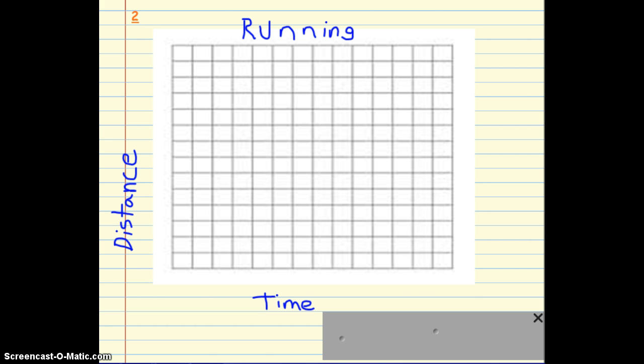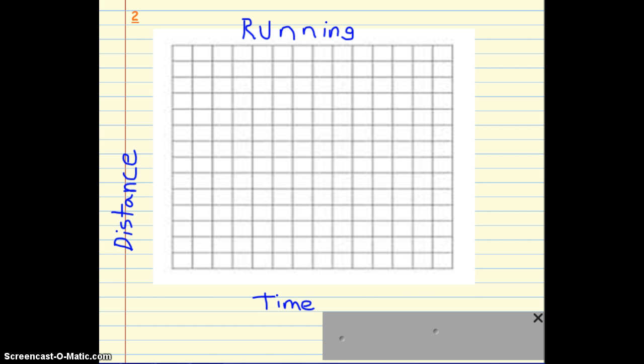Alright, question number 2 says, on the same grid, we are going to draw a graph for each sister showing the relationship between distance from the starting line and time. Then we're going to compare the graphs. Alright, let's go ahead and set up a graph. And we're talking about running, so I'm going to put my title of running up on top. Time is going to go down on the bottom because time just keeps going on, and their distance is going to be along the side.